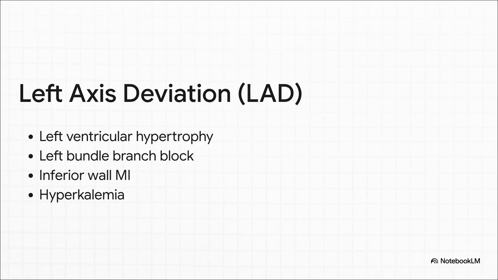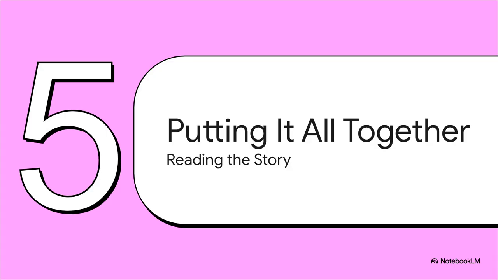See how this works? By systematically checking rate, rhythm, axis, intervals, and then carefully analyzing the P-wave, QRS complex, and STT segment, you gather all the clues you need for that final step. Step 8, a confident interpretation. And that brings us right to our final section, putting it all together. This is where the system really empowers you to stop seeing a bunch of lines on a grid and start reading the complete story of what's happening inside the heart.